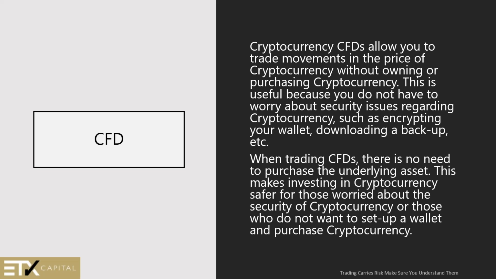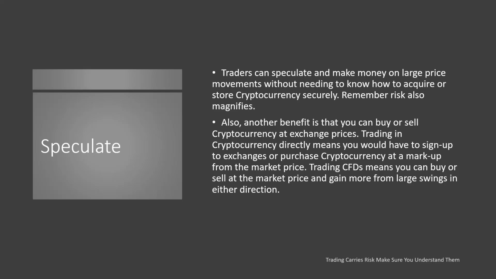And you don't have to have a separate Bitcoin wallet and a separate Ripple wallet. Wallets sound like they're easy, like wallets in your pocket, but you have to have a wallet for each different currency. It's like saying I have to have one wallet for my euros, a different wallet for my pounds, a different wallet for my US dollars, and a different wallet for my Japanese yen. But that's what happens with cryptos. This makes investing in cryptocurrency safer for those who are worried about security and those who do not want to set up a wallet or purchase cryptocurrency.